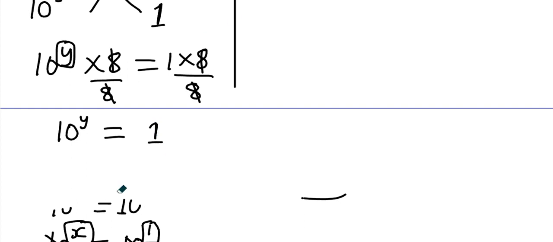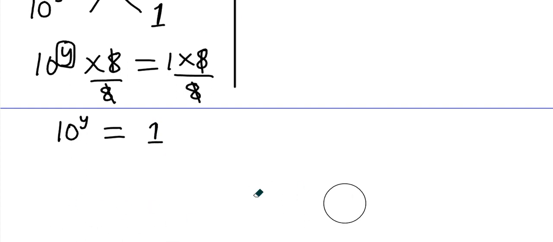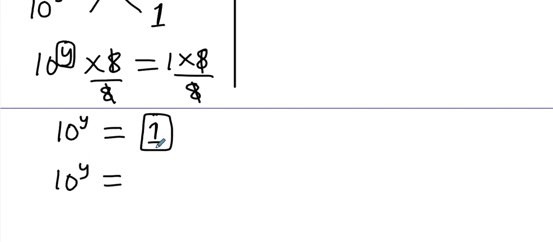Now, do you remember what we discussed? Any number power 0 equals 1. So here, using that fact, instead of writing 1, I'm going to put 10 to the power of 0, because any number to the power of 0 equals 1. I'm choosing 10. Why 10? Because here I have 10. So this will be 10 to the power of y, and instead of writing 1, I write 10 to the power of 0.